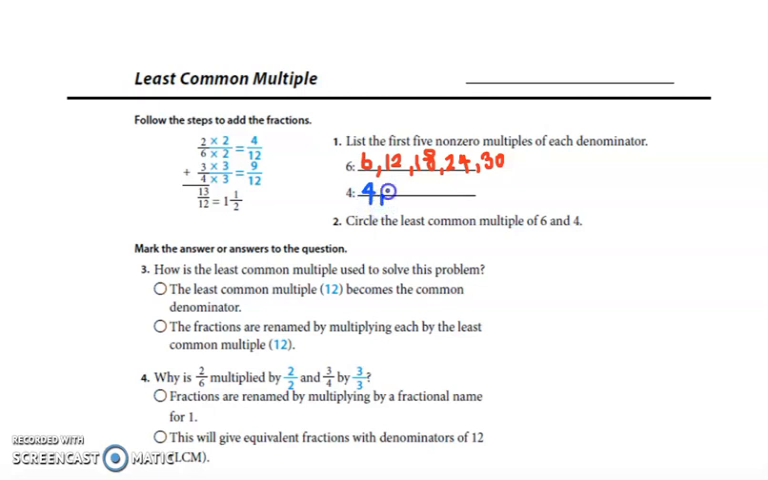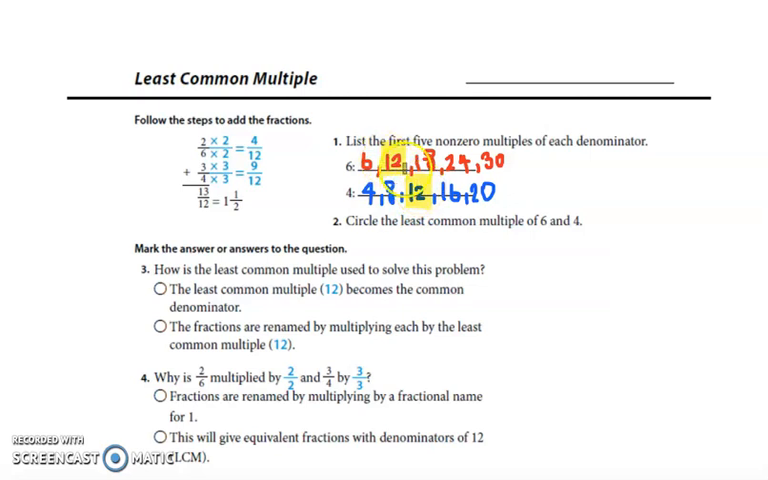4 times 2 is 8. 4 times 3 is 12. Next is 16. And my last one is 20. And my number 2 is asking me to circle the least common multiple. So that means I need to circle the lowest number they have in common. So that's going to be 12, because 6 has 12 here and 4 has 12 too. And this is the first multiple, the lowest, the smallest number.